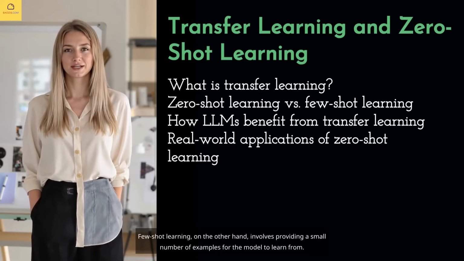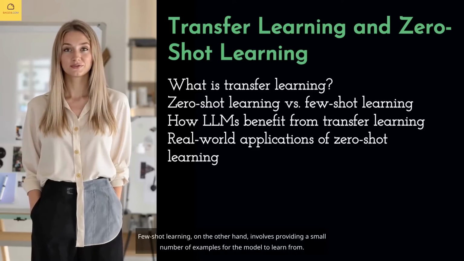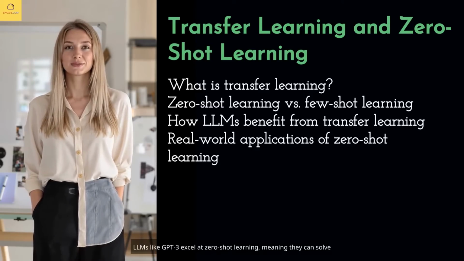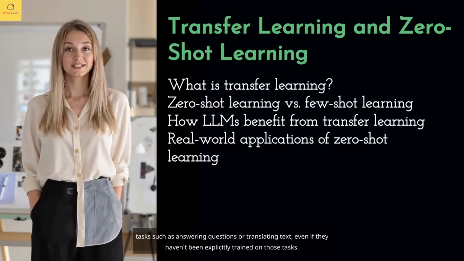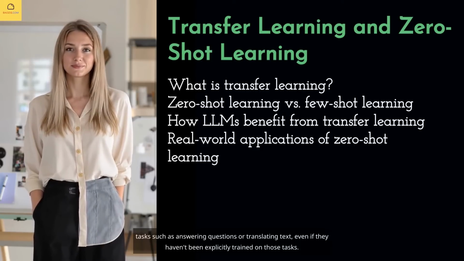Few-shot learning, on the other hand, involves providing a small number of examples for the model to learn from. LLMs like GPT-3 excel at zero-shot learning, meaning they can solve tasks such as answering questions or translating text, even if they haven't been explicitly trained on those tasks.